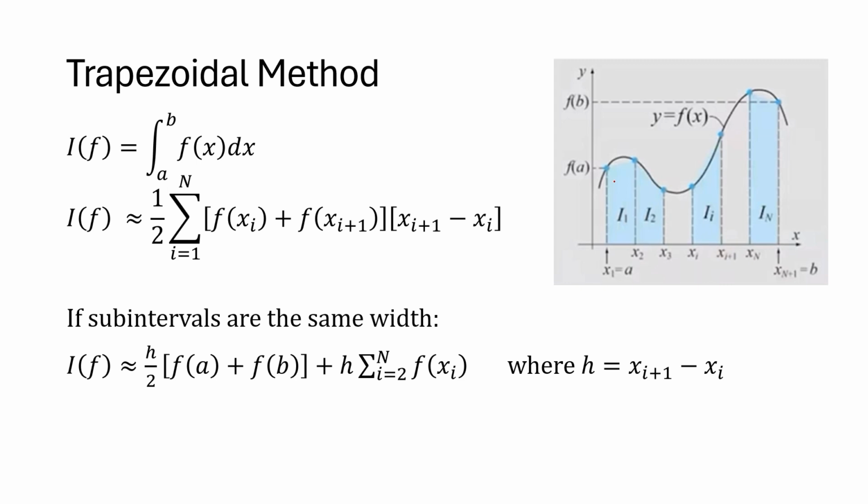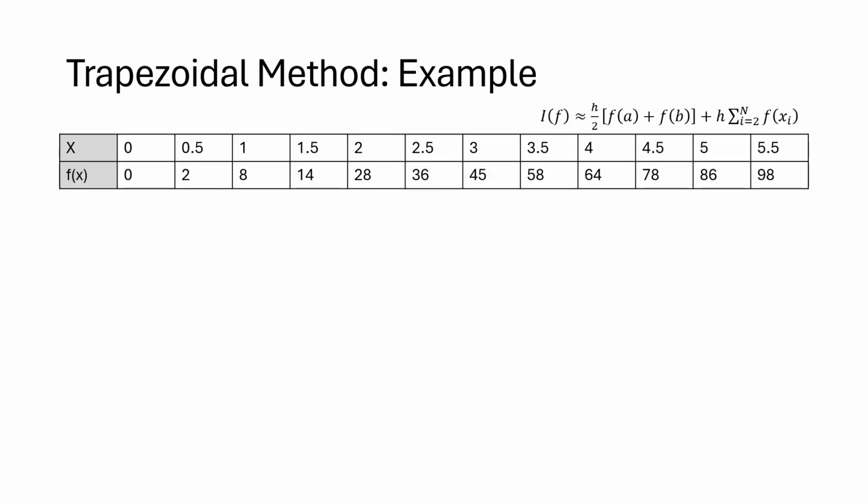Now, if the subintervals are the same width, we then use the simplified equation below, where h is the width of the subinterval. And we can also think of h in this case as the step between each input. So this is a step, this is a step, this is a step, and they all have the same width. Now let's do a quick example using the trapezoidal method.